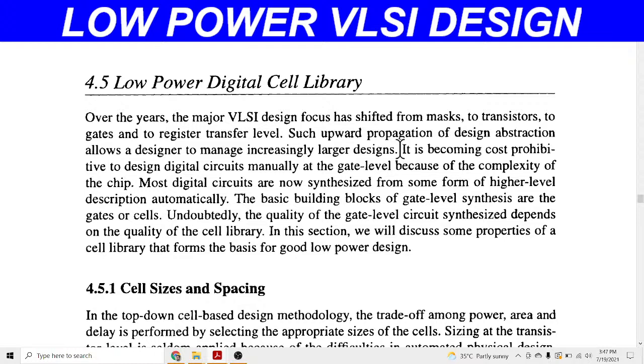Now, when we try to design any digital circuitry at the gate level, it is very costly because of complexity and power requirement. It means that if we want to design a digital circuitry, and we design each transistor individually, and by using transistors we implement gates, this type of implementation is very costly if we are dealing with very complicated circuitry. Also, the power requirement will be high in this type of circuitry.